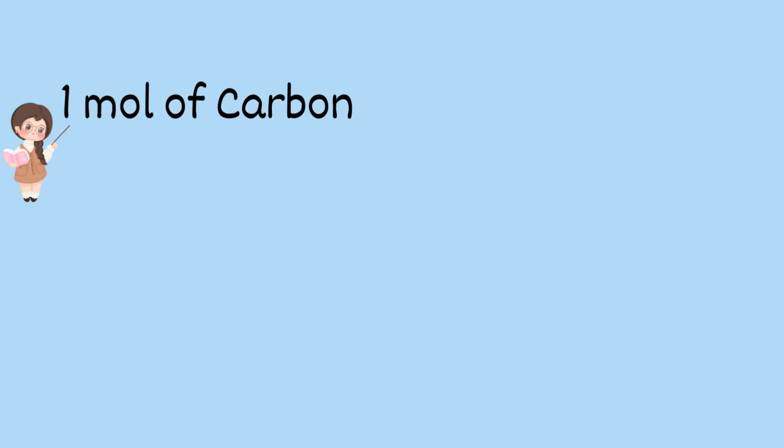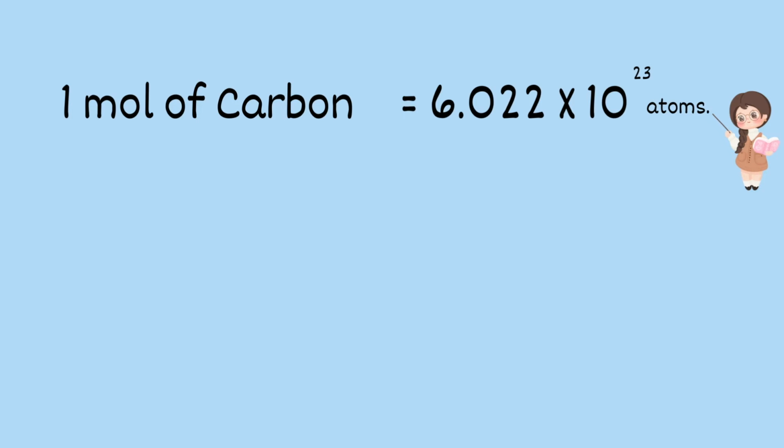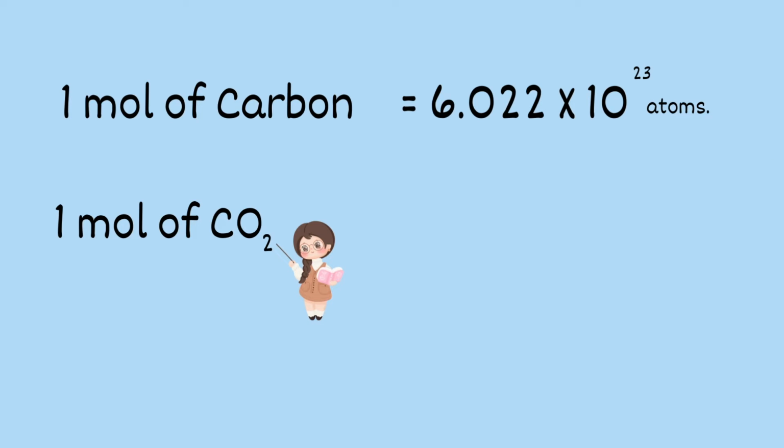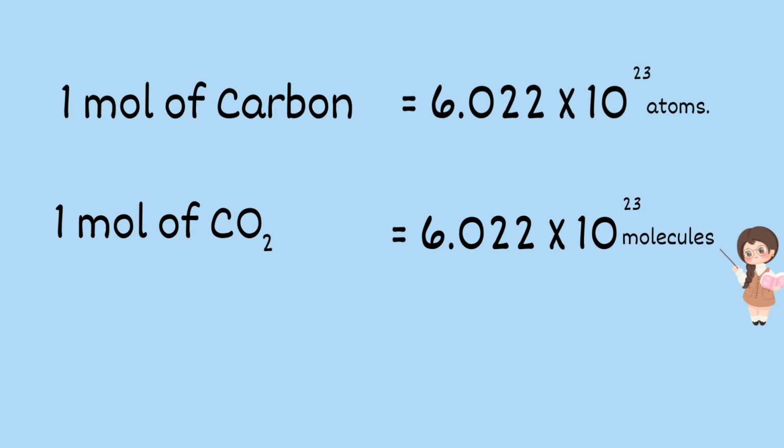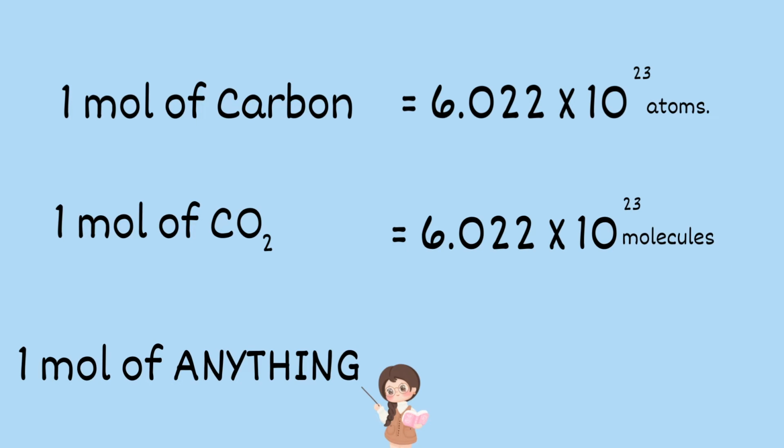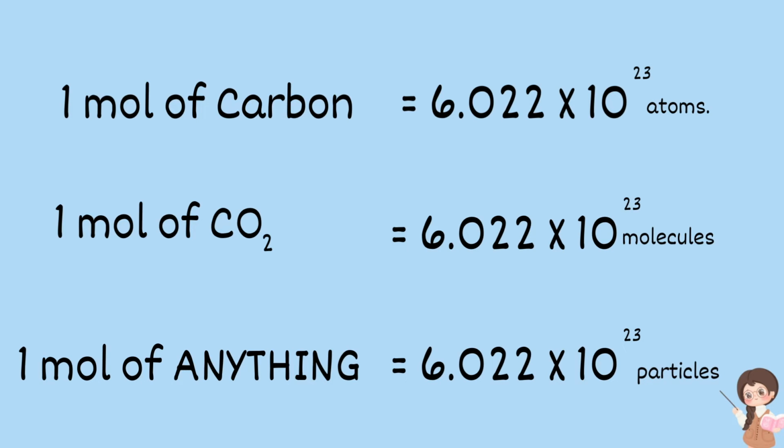We have 1 mole of carbon, and that would be equal to 6.022 times 10 to the 23rd atoms. We can also have 1 mole of a compound like CO2, and this would be equal to 6.022 times 10 to the 23rd molecules. In fact, we can have 1 mole of anything, and it will be equal to 6.022 times 10 to the 23rd particles.